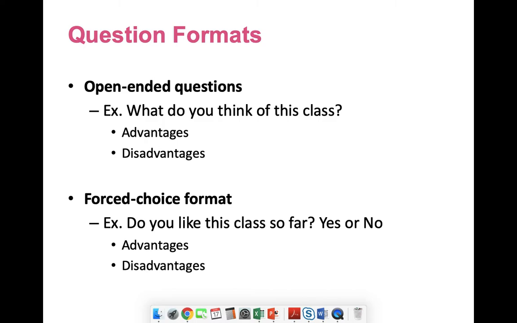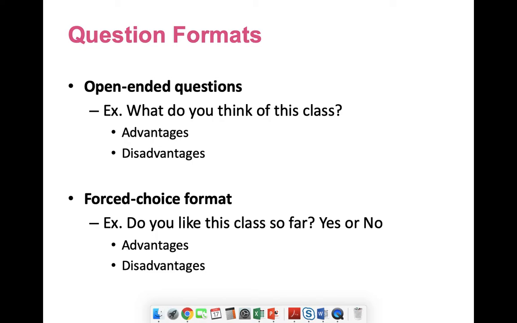The first thing to know in creating a survey is that you've got two major categories of question types that you can ask. So the first category would be an open-ended question, and this is when respondents can answer any way that they would like. These open-ended questions allow respondents to answer in their own words.